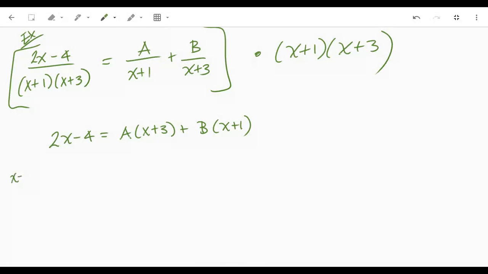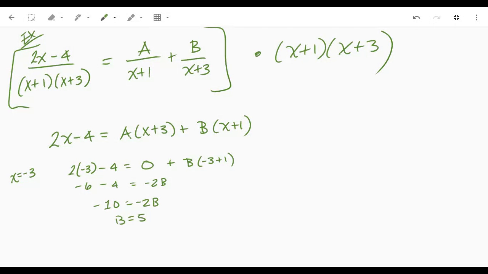equal -1. So if x is -3, 2 times -3 minus 4 equals a times 0 plus b times -3 plus 1. So -6 minus 4 is going to equal -2b. So -10 is -2b. So that makes b 5.